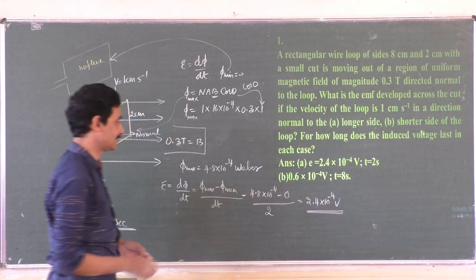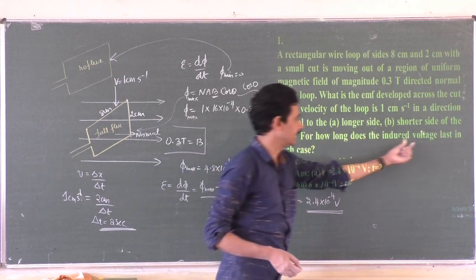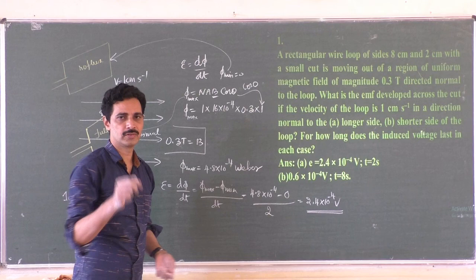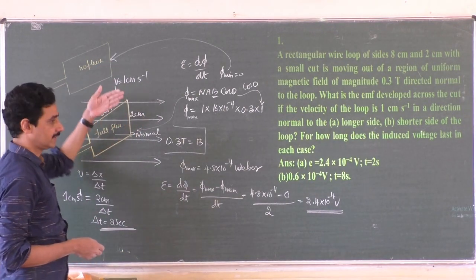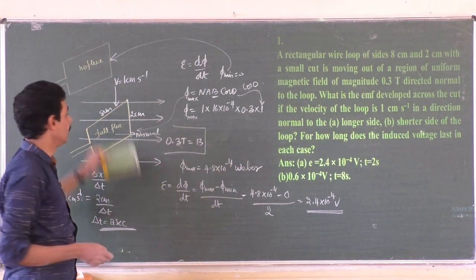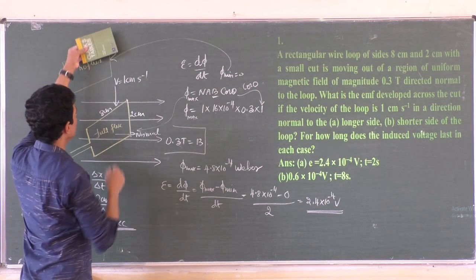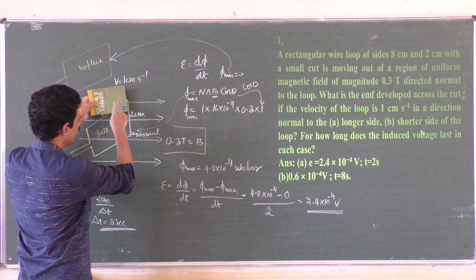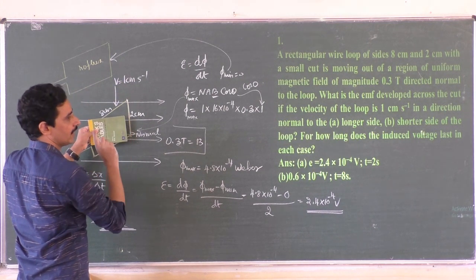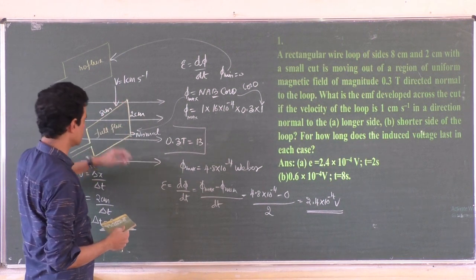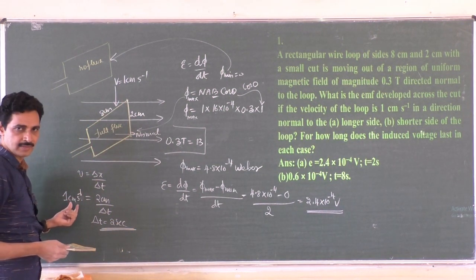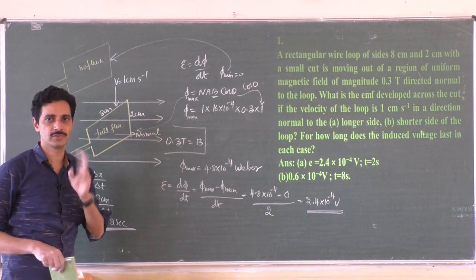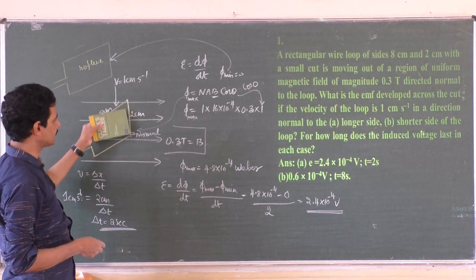For how long does the induced voltage last in each case? Here it lasts only for 2 seconds, because the change in the flux starts only when it gets introduced. Before that, 0 flux, 0 flux. Flux has started increasing, right? This change will occur only for 2 seconds, because the velocity with which it is entering is 1 centimeter per second, and to cross 2 centimeters it requires 2 seconds. So up to 2 seconds the flux will be changing.